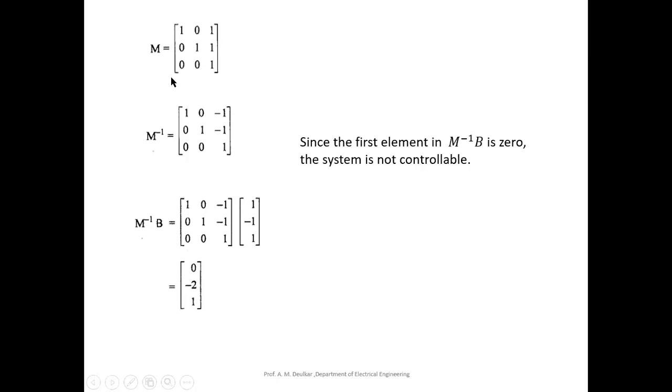From this modal matrix, we'll calculate the M inverse. From this M inverse, we'll calculate the B bar, or the new B, given by the equation M inverse into B, and we'll calculate and find the value. Now the B bar is calculated, and it is obtained as three elements: 0, -2, and 1. So here you can see the first element of B bar is 0. That makes the system uncontrollable.